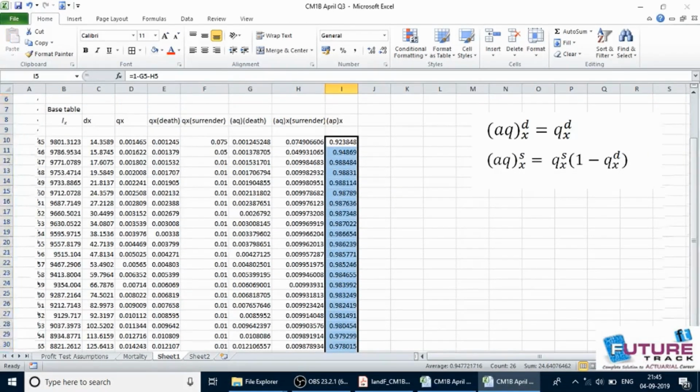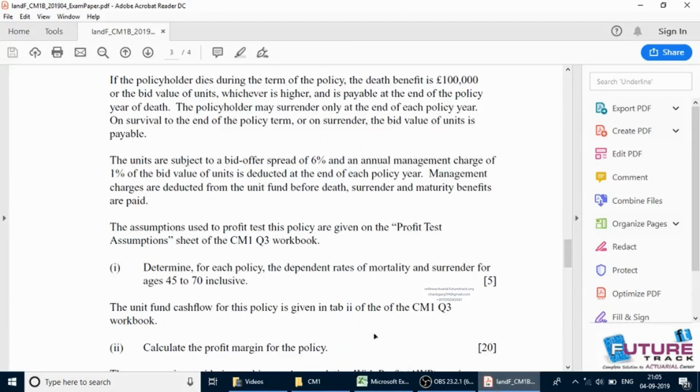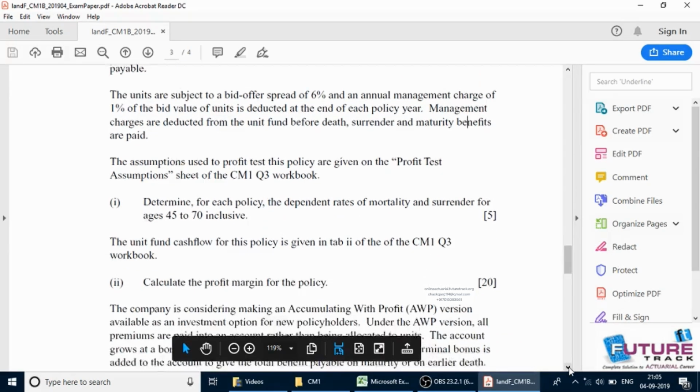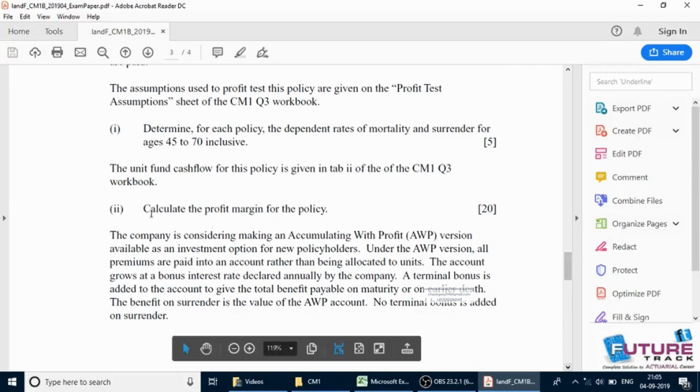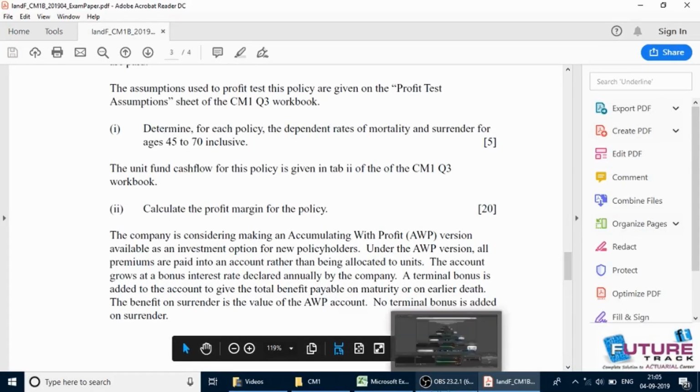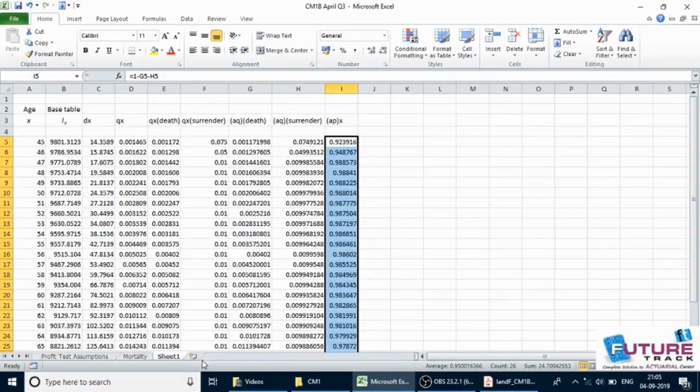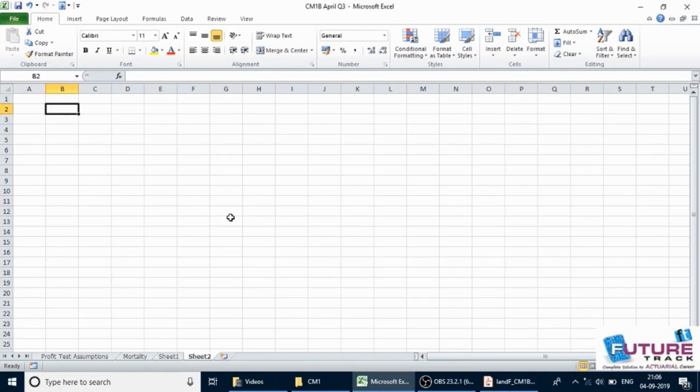Fine. In the next part, we have to make a unit fund cash flow for this policy and calculate the profit margin for the policy, right? So we have to find the profit margin first. We have to make a unit fund. So let's first make a unit fund.